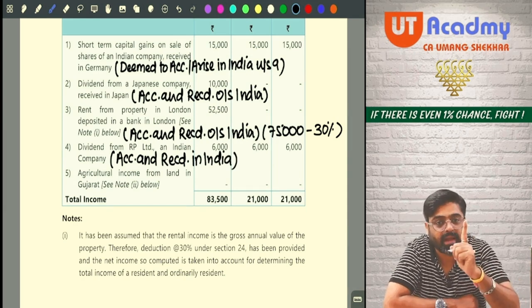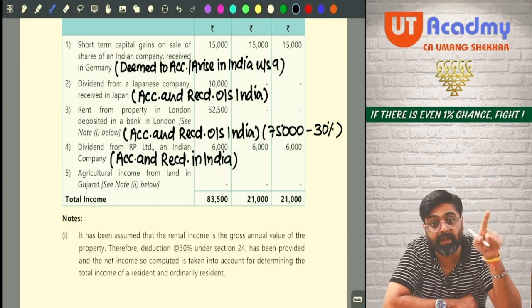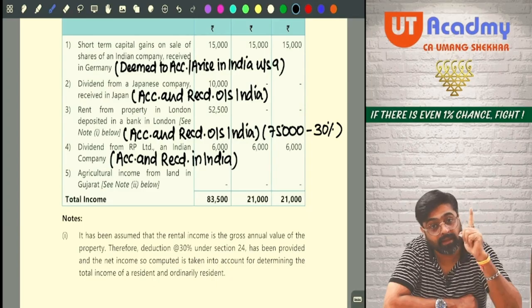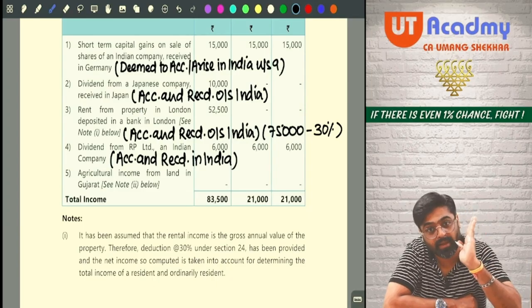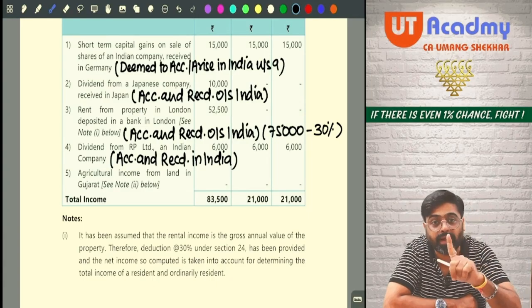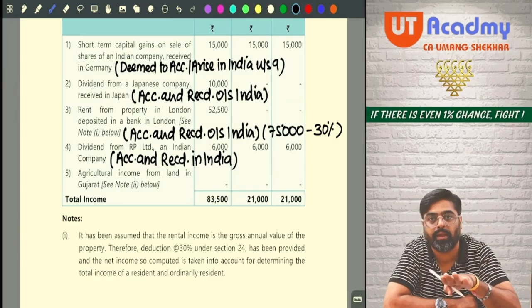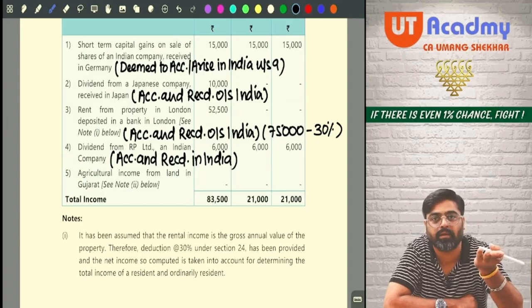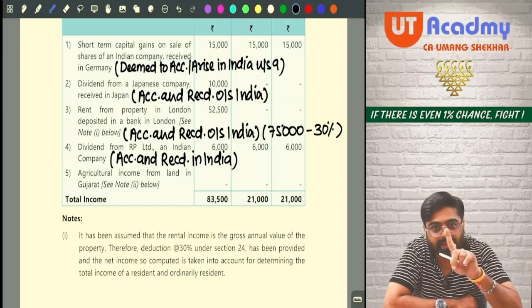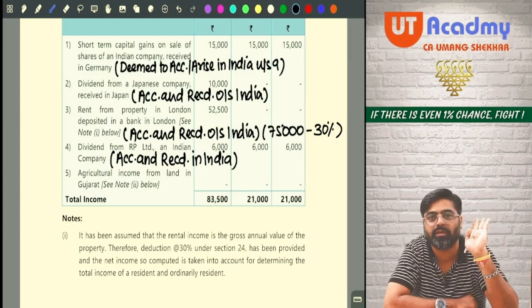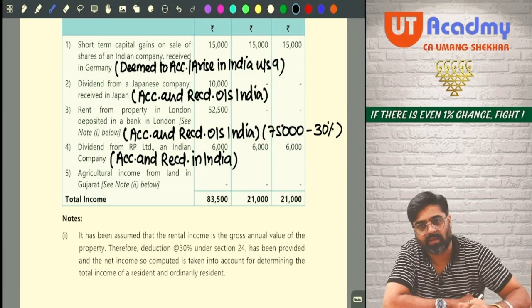You will never write these words in the exam: Indian income, foreign income. I will come to the exam hall and give you a slap there only. Don't write these words. These words we are using for the sake of our class only, in order to understand. In the exam, you will get marks only if you are writing down these things. Sure? Next one, last one.